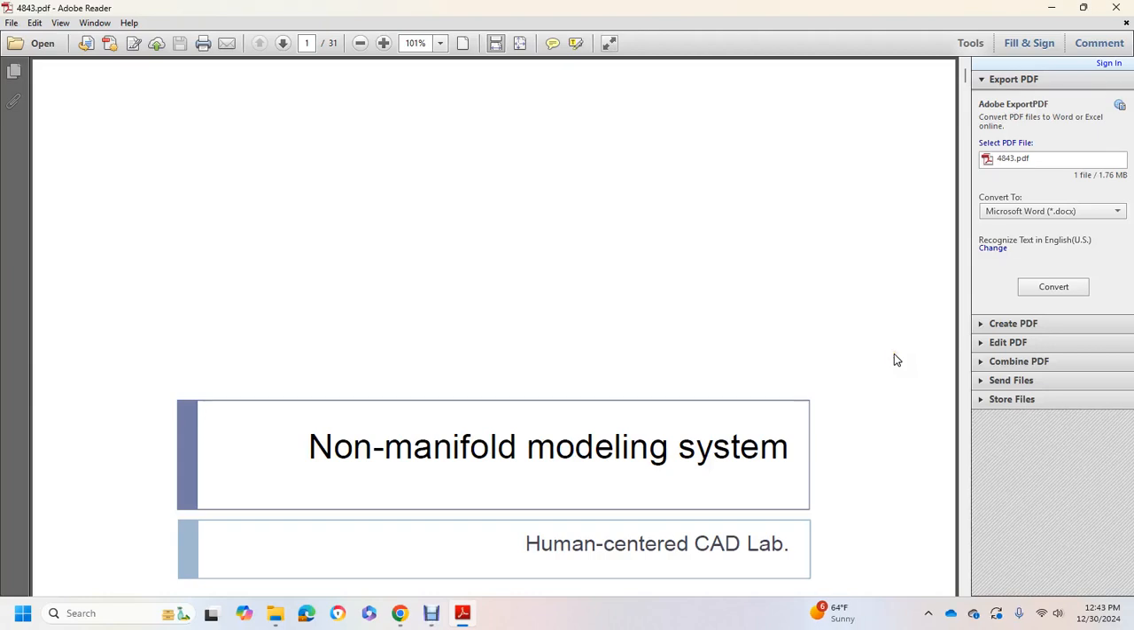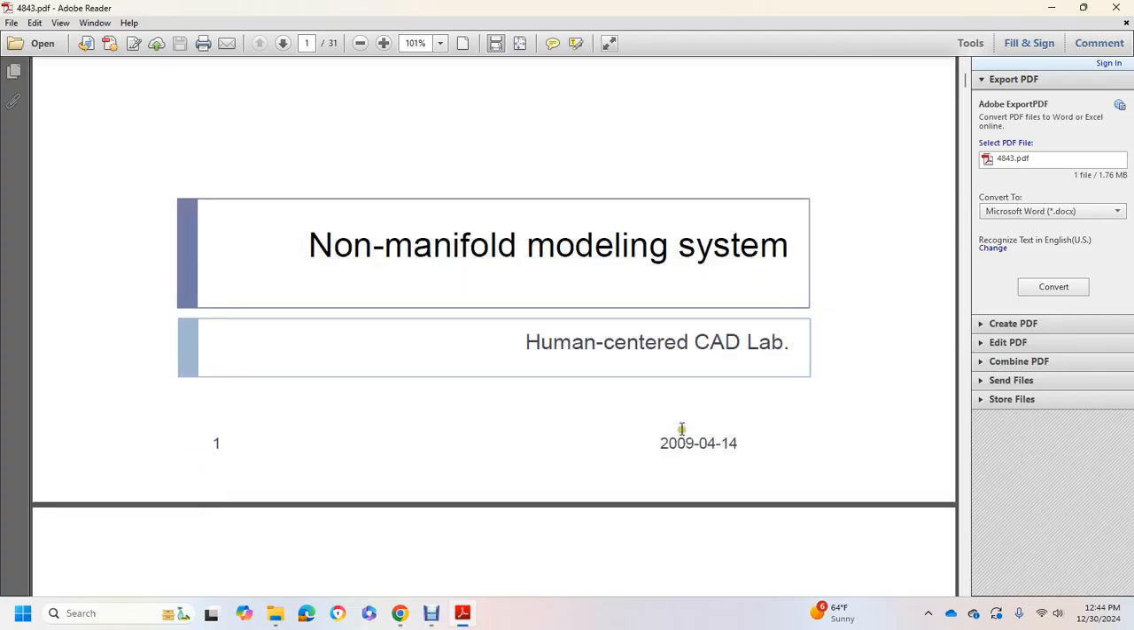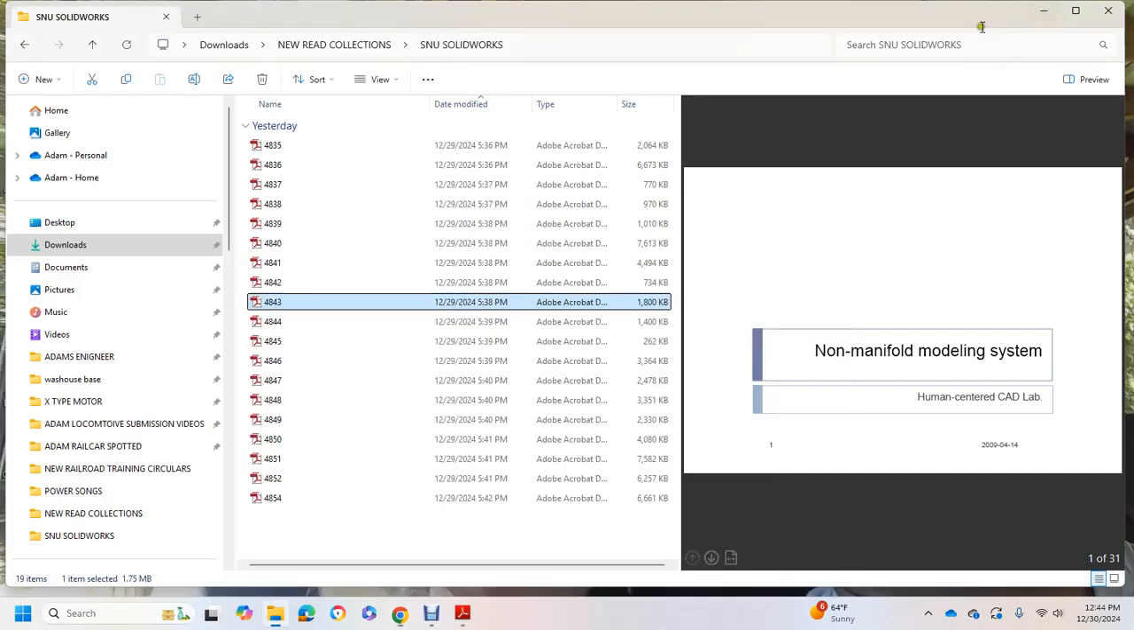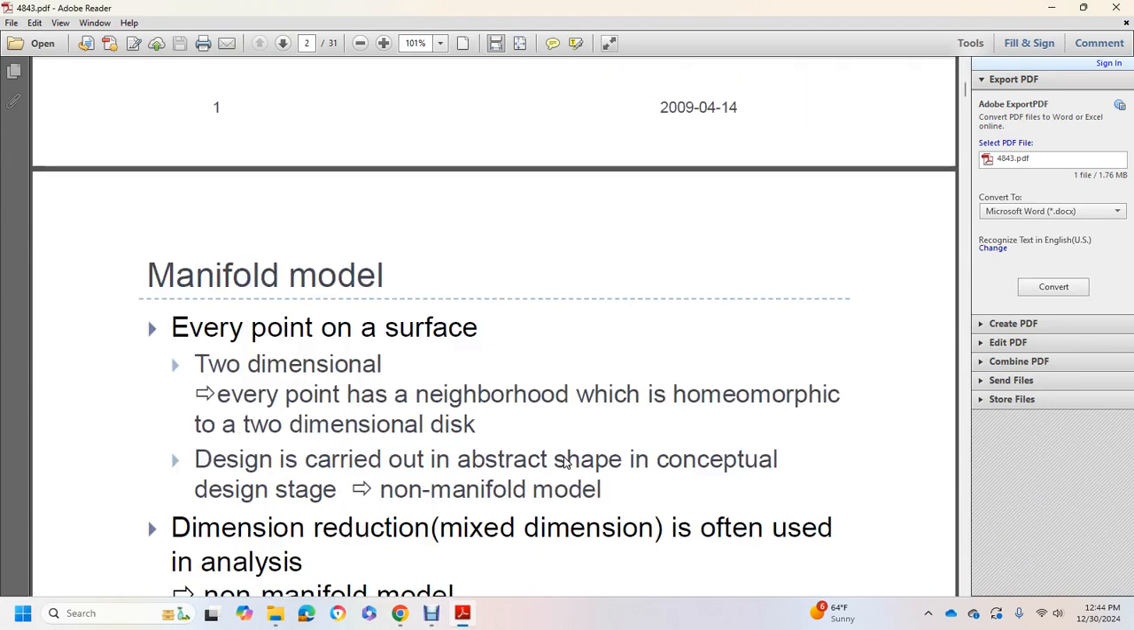Non-Manifold Modeling Systems, Human-Centered CAD Lab, April 14th, 2009. This was posted on the Seoul National University Computer-Aided Design lecture notes courseware, and we're on Lecture 9, Non-Manifold Modeling Systems.